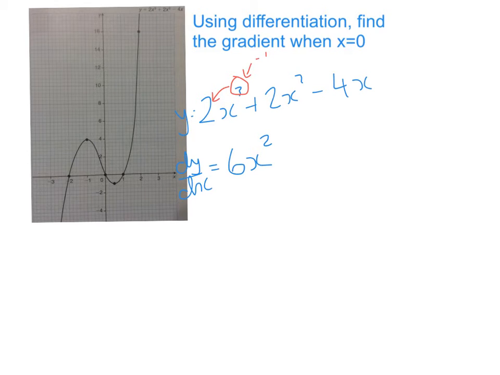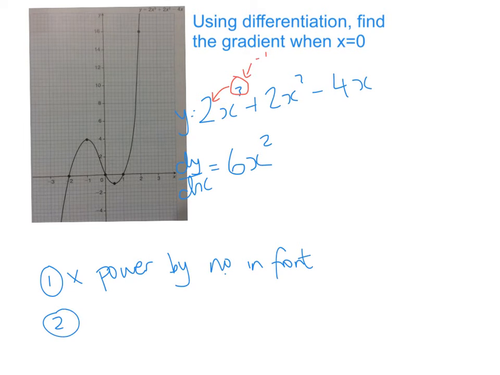So step 1, multiply power by the number in front, or the coefficient, and then step 2, take 1 from the power. And it's just going to be the same idea every time. So here, my power is now a 2, so I'm going to do 2 times 2 is 4, x to the power 1. And obviously x to the power 1 is just the same as x, but you can put a 1 in there if it helps you.